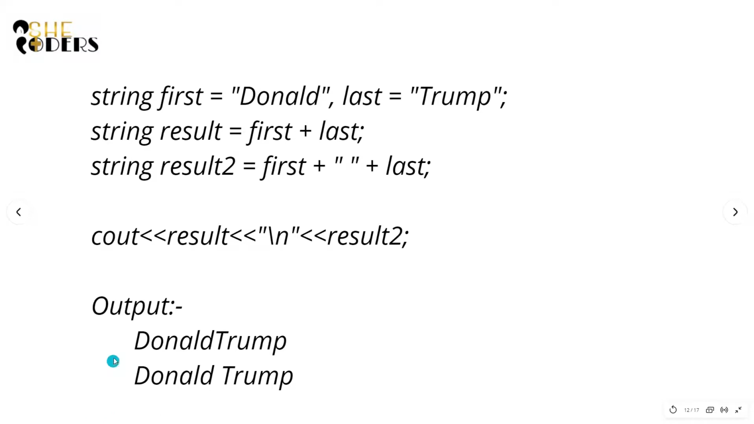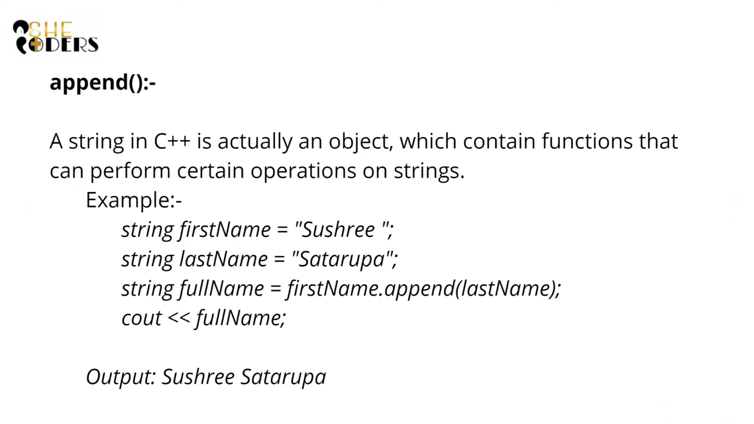Like this entire thing is one string and this entire thing is one string. But what is the difference? There is a blank space between the two names, that is the first and last name. Instead of the plus operator, if you don't want to use it, it's up to you, but it's not a crime obviously. So you can also use the append function. So what is a string? It is actually a C++ object.